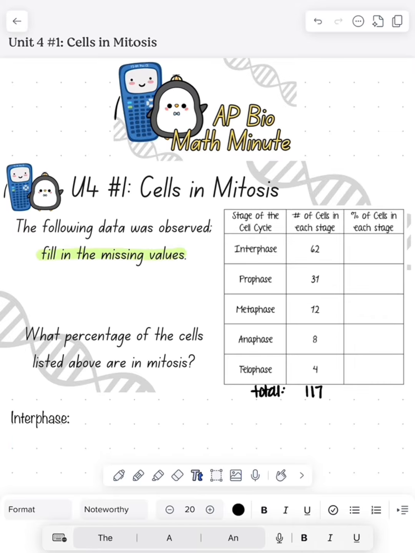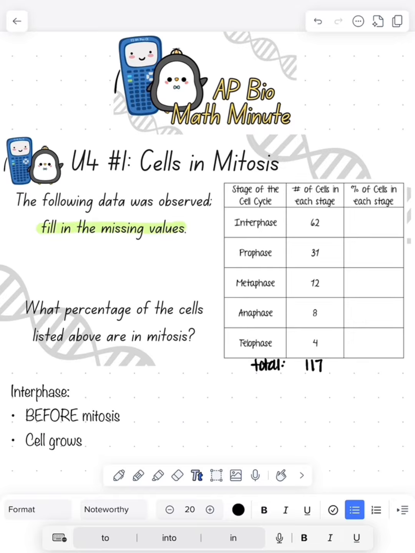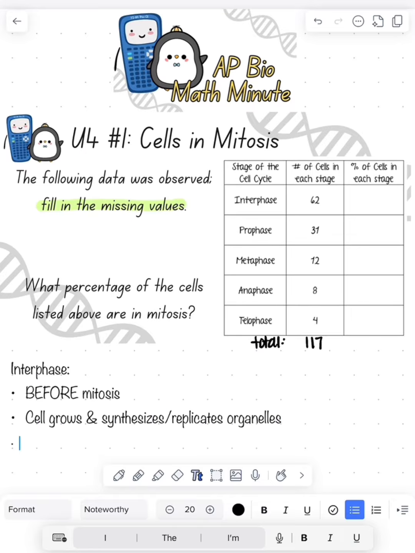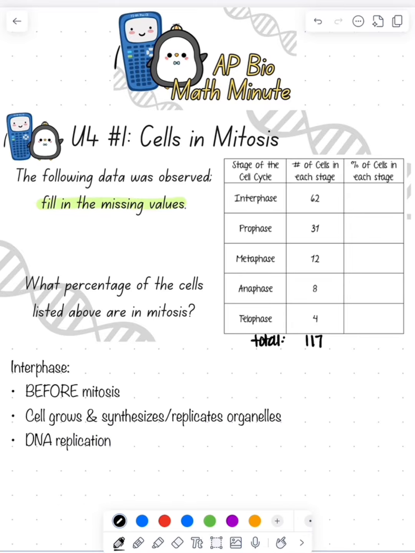So the first step of the cell cycle is interphase. This is going to happen before mitosis. And the cell's going to grow so it's large enough for when it divides, it will be equal size, as well as it's going to make copies of the organelles as well as the DNA. So we have 62 cells in that phase. So 62 divided by 117 tells us we have 53% of the cells in interphase.